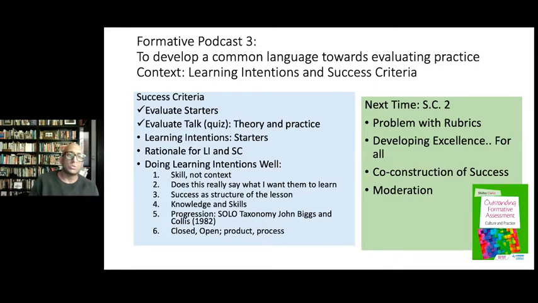So what we're going to do today is work towards developing this common language of evaluating practice. And what we're going to look at specifically is learning intentions and success criteria. What we've looked at so far is we've evaluated some starters, we've done some talk, and I've given you the big picture. Now let's go into some detail.